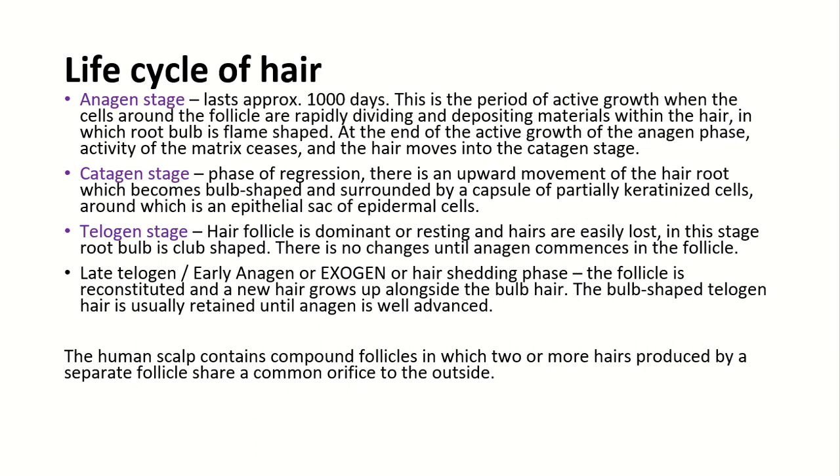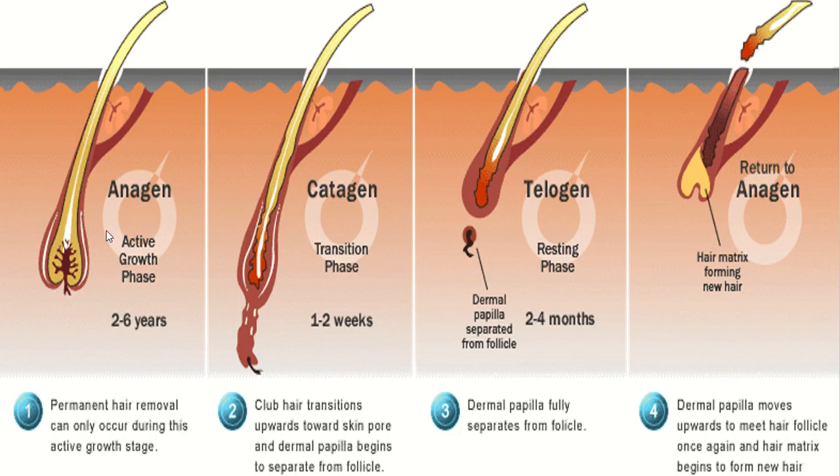The human scalp contains compound follicles in which two or more hairs produced by separate follicles share a common orifice to the outside. So they have different origins from different follicles, but they come out as one from the common orifice. So this is the anagen or active growth phase, which lasts up to 2 to 6 years, and permanent hair removal can only occur in this stage. These are strongly attached to the root.